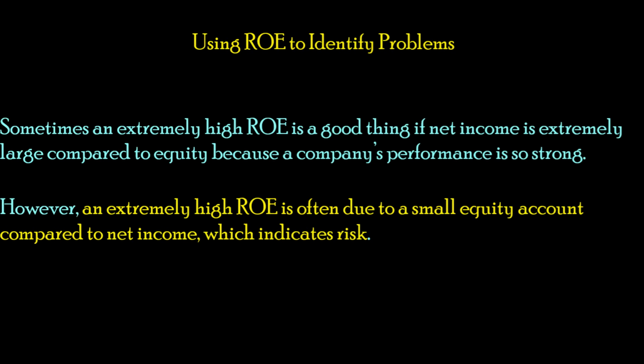Using ROE to identify problems. It is reasonable to wonder why an average or slightly above average ROE is good rather than a ROE that is double, triple, or even higher than the average of their peer group. Aren't stocks with a very high ROE a better value? Sometimes an extremely high ROE is a good thing if net income is extremely large compared to equity, because a company's performance is so strong. However, an extremely high ROE is often due to a small equity account compared to net income, which indicates risk.